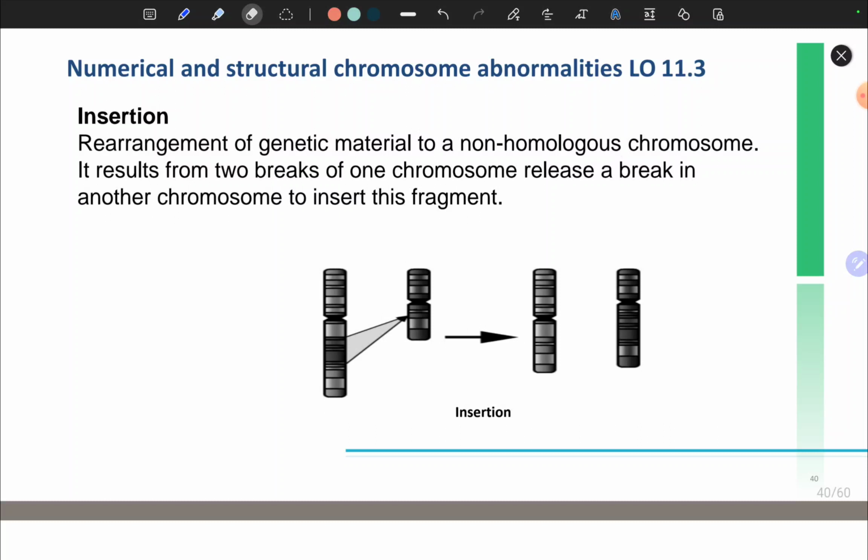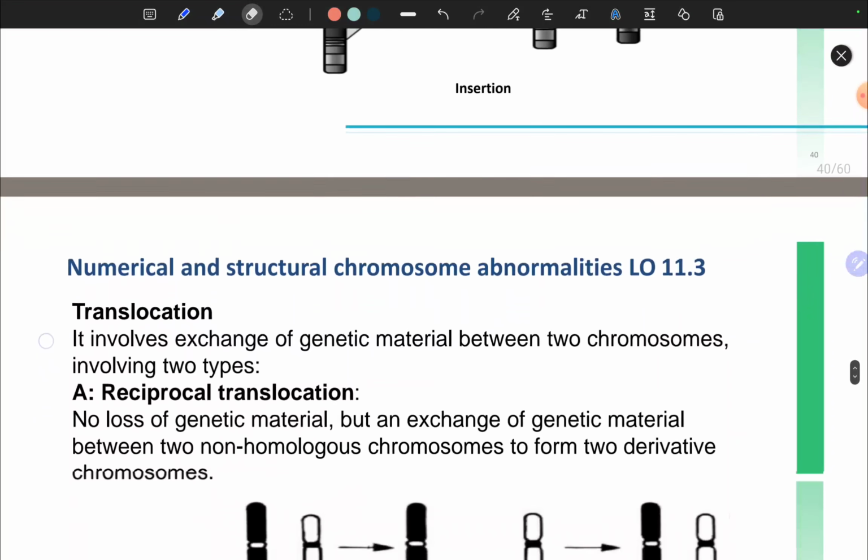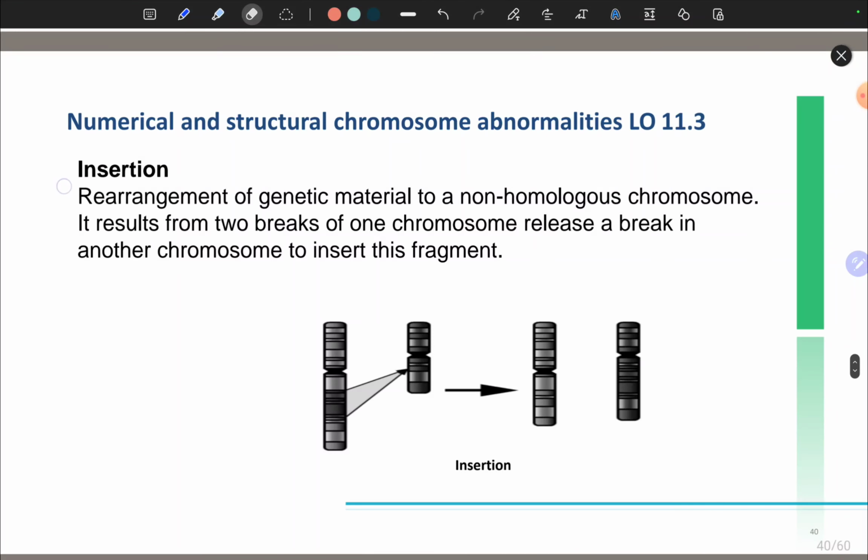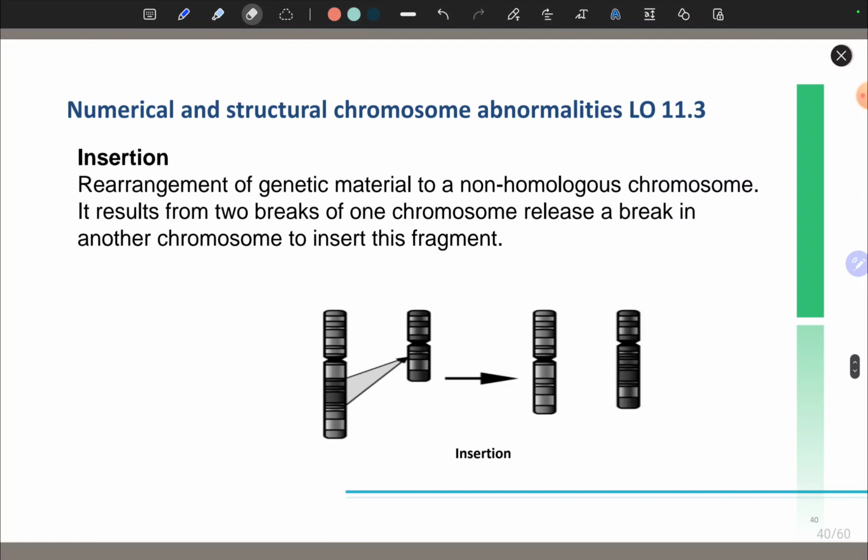So chromosome number 1 is homologous to its pair, the father's chromosome. Non-homologous means chromosome 1 and chromosome 3, they are non-homologous chromosomes. So this is insertion, it may occur from one chromosome. So this is a large chromosome. A segment is inserted into this short chromosome. This becomes shorter, this becomes larger. So this is also a structural abnormality of the chromosome.